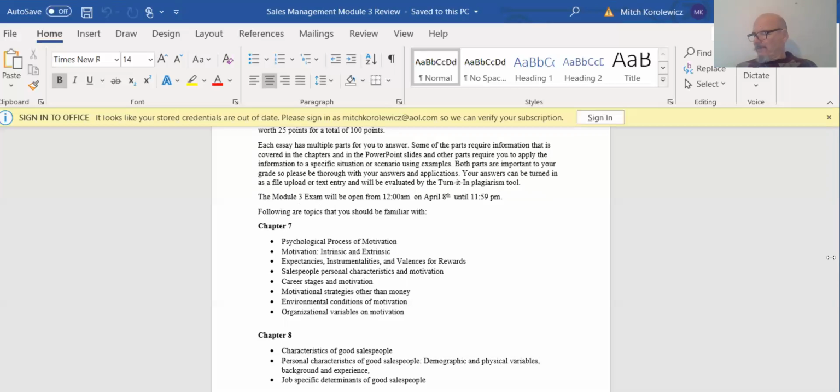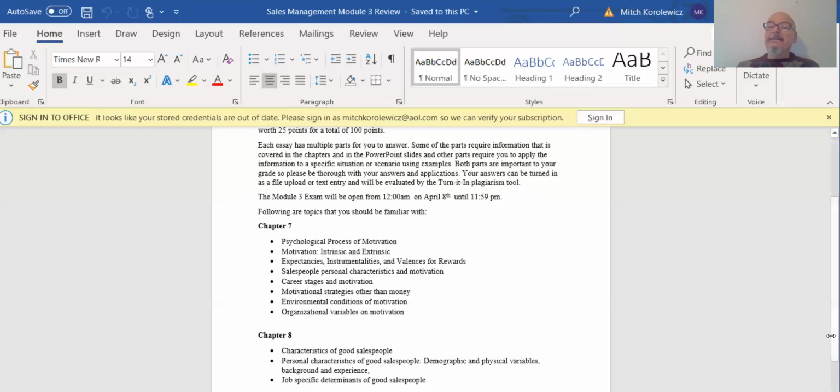So think about those different topics in chapter 7 and study those approaches, and think about how you would apply motivational strategies for your salespeople.